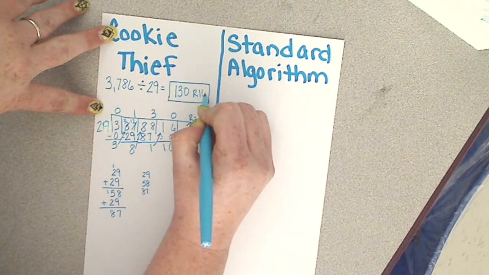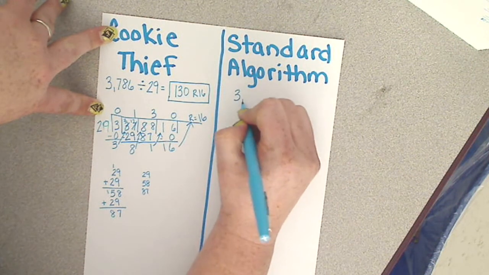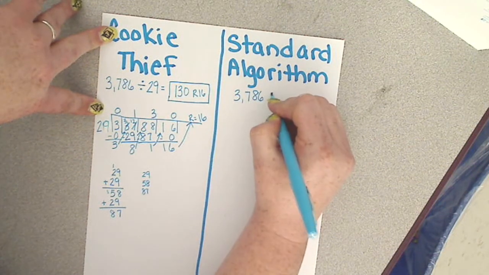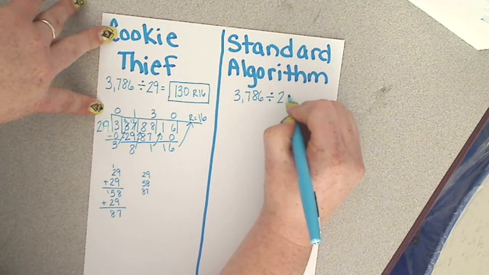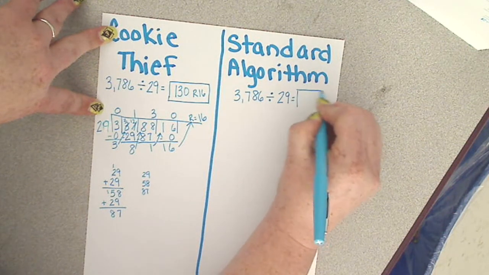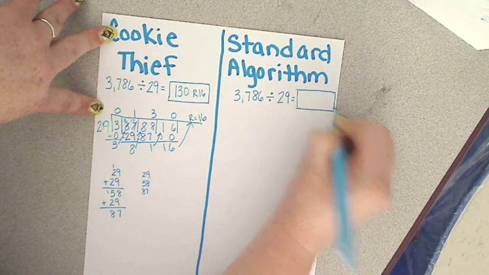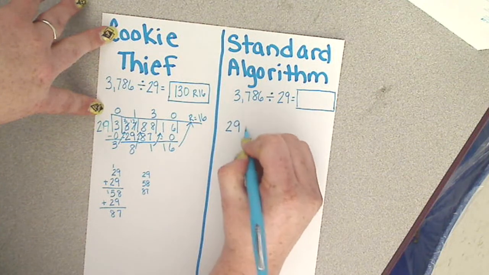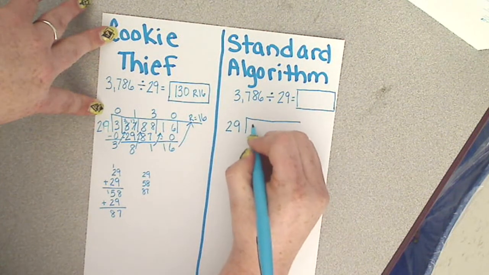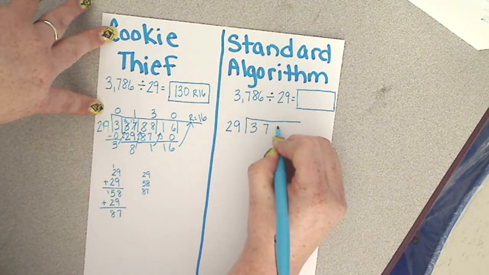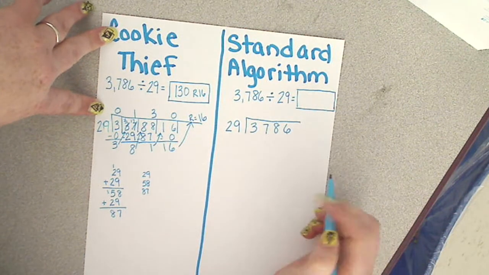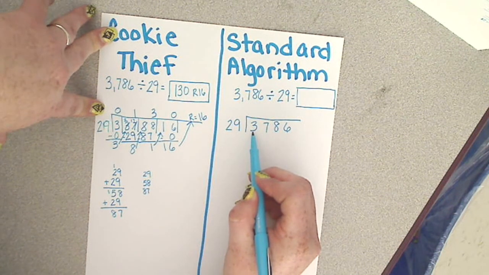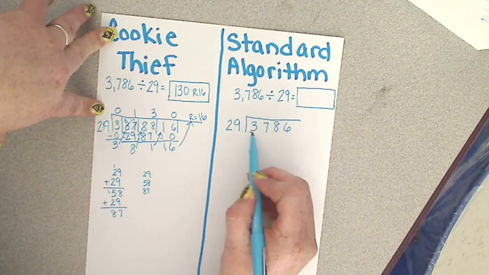130 remainder 16. So once again, we're dividing 3,786, our dividend, divided by a divisor of 29 to find our quotient. Now, most people recognize this setup because standard algorithm is the usual way that people are taught to do long division of any kind. Okay, so I cannot divide 29 into 3. 3 is too small. But I can divide 29 into 37.